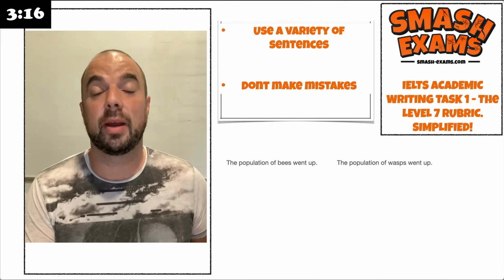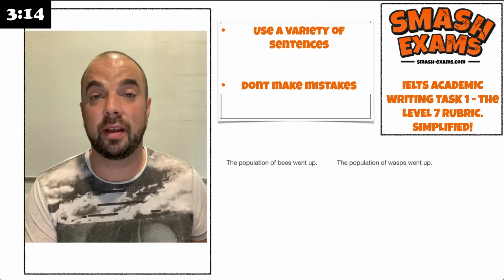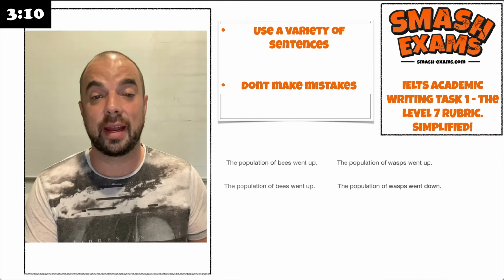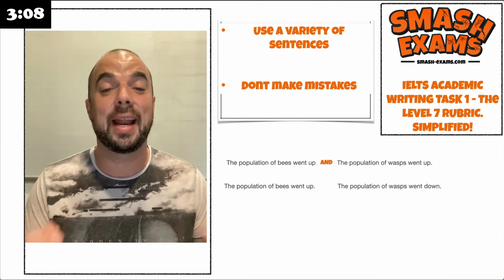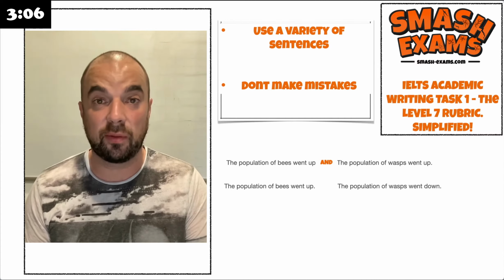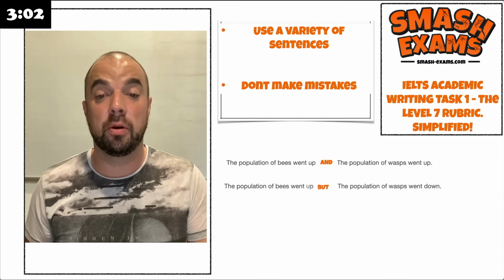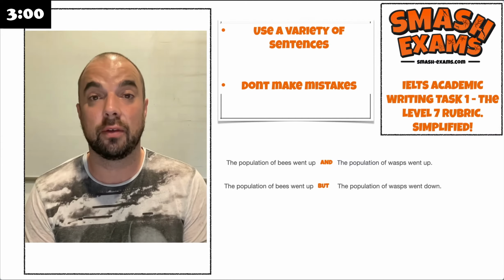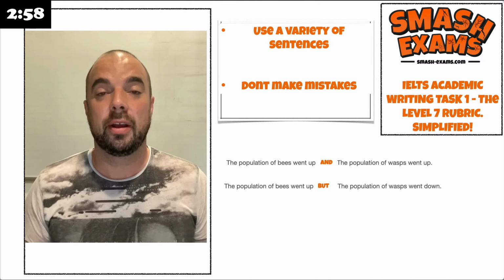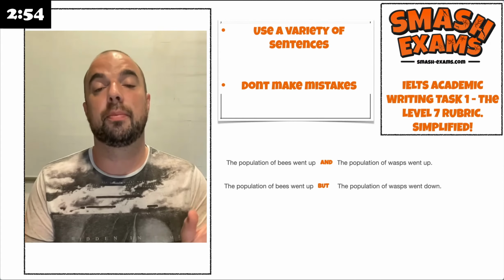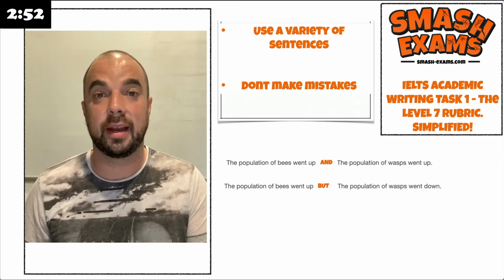And the very easy way to vary your sentences is to make them compound sentences. So you can say things like the population of bees went up and the population of wasps went up. Or you could say the population of bees went up, but the population of wasps went down. Very, very easy to do once you know the formula: two simple sentences joined by a connective.